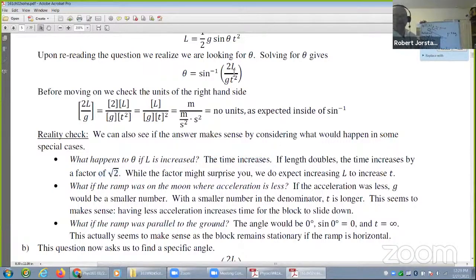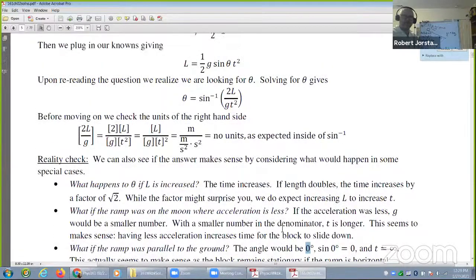So think about this. If the length of this thing is increased and the time stays the same, that would be a different one. Or you could say, what if the length is increased and the time is also increased? What should happen? Or what would happen if we did this thing on the moon? If we did this on the moon, G would be a smaller number. If G is a smaller number, that makes this number inside bigger. That means you need a steeper angle. So those are the kinds of things that you could think about. What if it's parallel to the ground? Oh, okay. If it's parallel to the ground, the angle's 0 degrees, none of this stuff makes any sense.